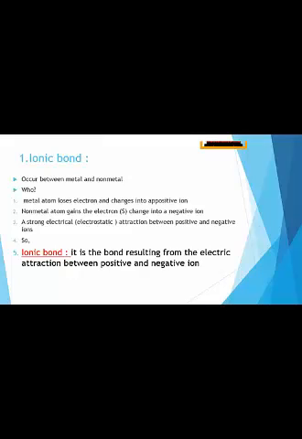How does it happen? A metal atom will lose electrons and change into a positive ion. A non-metal atom will gain electrons and change into a negative ion. As a result of strong electrostatic attraction between the positive and negative ion, an ionic bond will be found. So we can define the ionic bond: it is a bond resulting from the electric attraction between the positive ion and the negative ion.